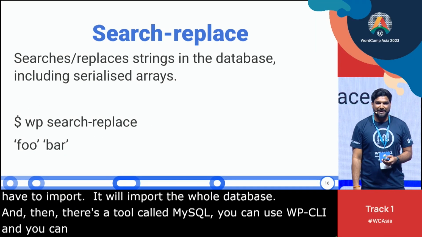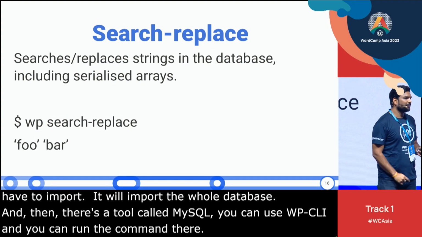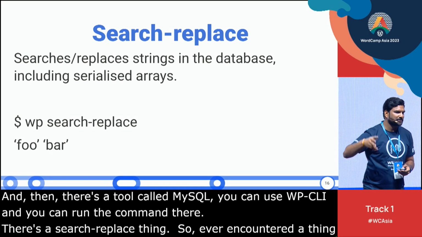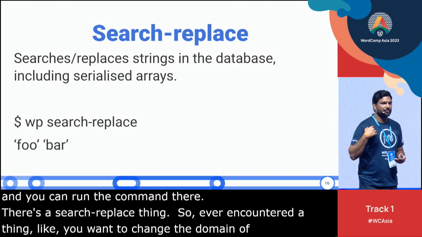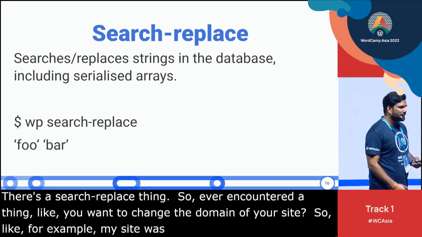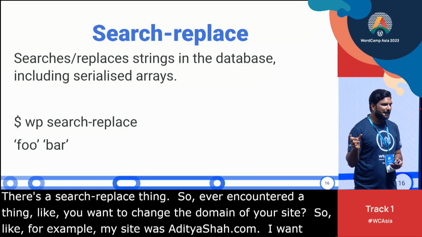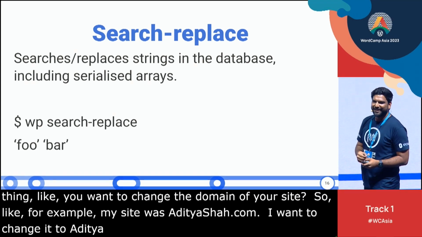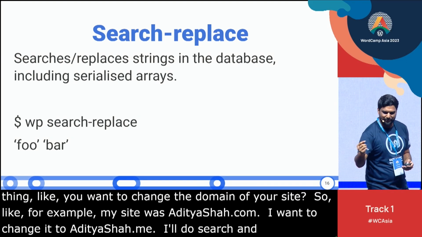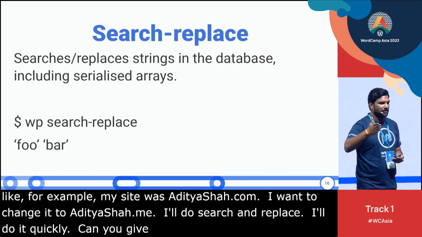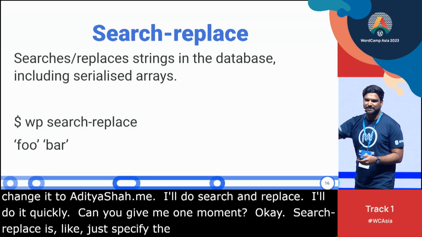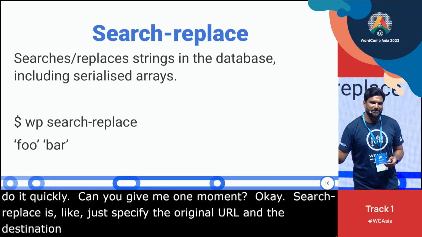Then there's a search and replace thing. Ever encountered a situation where you want to change the domain of your site? For example, my site was adityashah.com, and I want to change it to aditya.me. So what I'll do is I'll run a search and replace command. So WP search-replace. OK, I'll just do it quickly. Can you give me one moment? OK. So search-replace is just specifying the original URL and the destination URL, like adityashah.com and then aditya.me, and it will just do the search and replace for me.